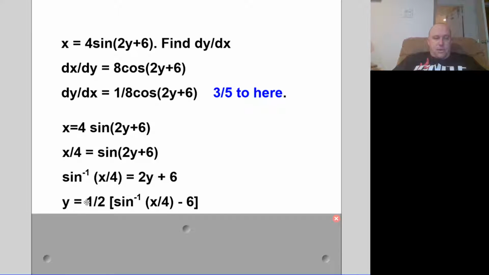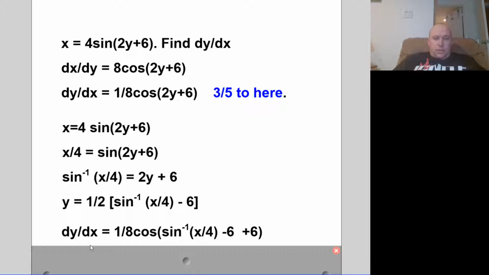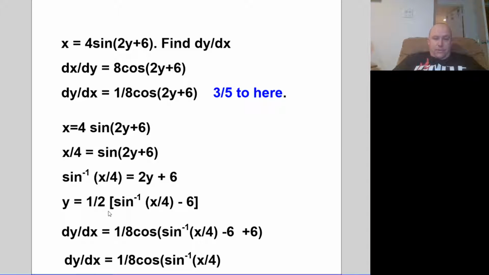And then from here, you could substitute this whole thing in for y. So 2 times 1/2 would just cancel, and y would just become this part here, and then at the end, we'd still have to add 6 onto it. So dy by dx would equal 1/8 cosine of sine to the negative 1 of x over 4. We've got plus 6 up here. Sorry, minus 6 from here, and then you've still got the plus 6 at the end. So they would cancel, and that would take you to there.